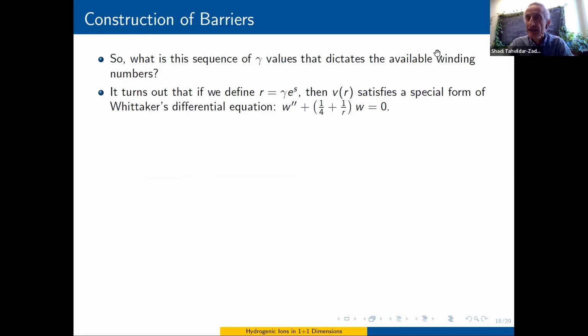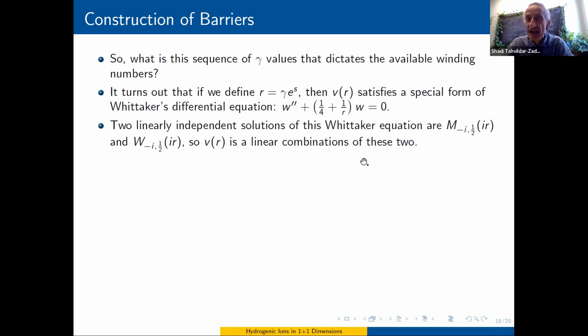It turns out, and here's the magic that I was promising, here's the miracle. When you set R equals gamma e to the s, V as a function of R, now, remember V was a function of this S. But if you do this change of variable, V as a function of R satisfies a special form of Whittaker's differential equation, which is this one. Okay, so V satisfies this equation.